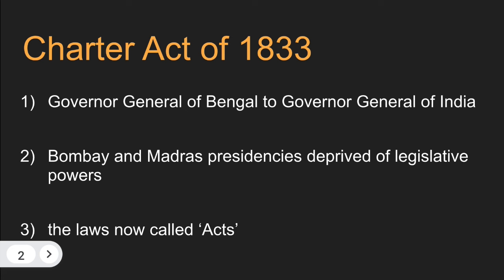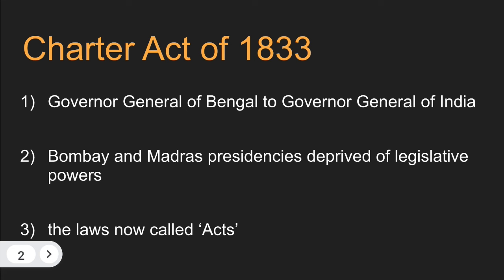We saw in the Regulating Act of 1773 that the process of taking powers from Bombay and Madras began from that act itself. Bombay and Madras presidencies through that act became subordinate to the Governor General of Bengal, and now here we are seeing that even legislative powers of Bombay and Madras were taken away from them.